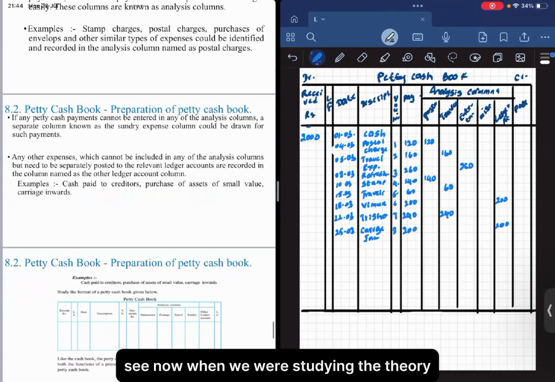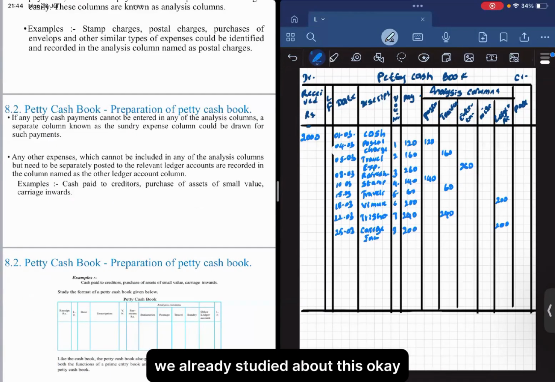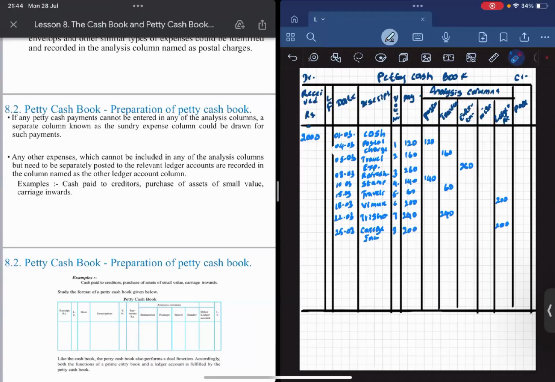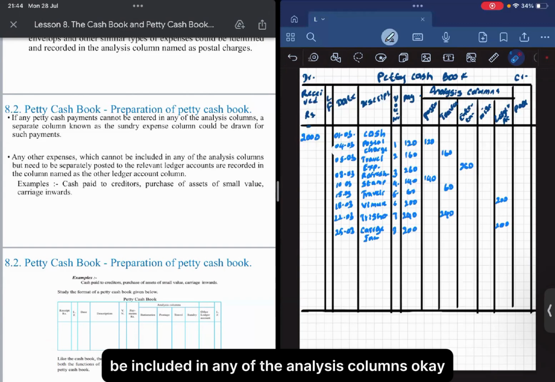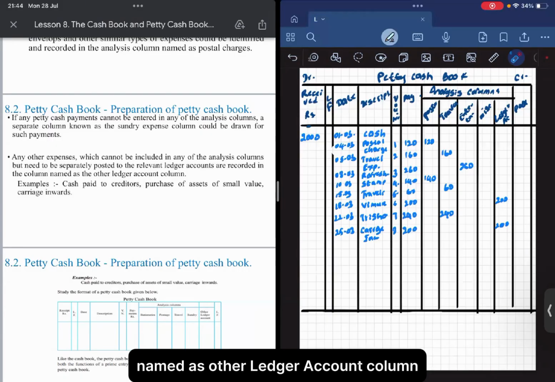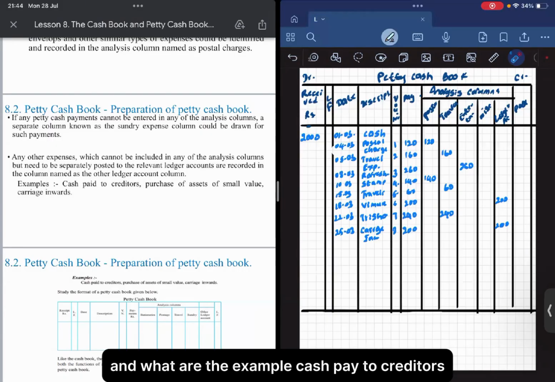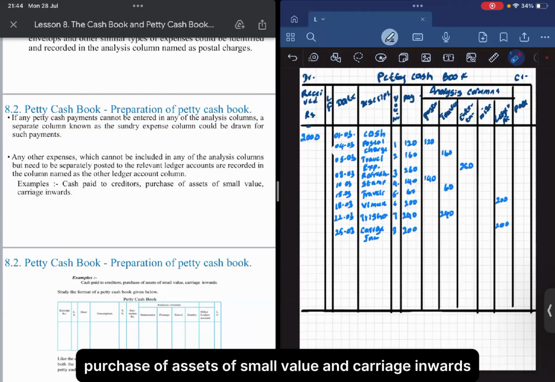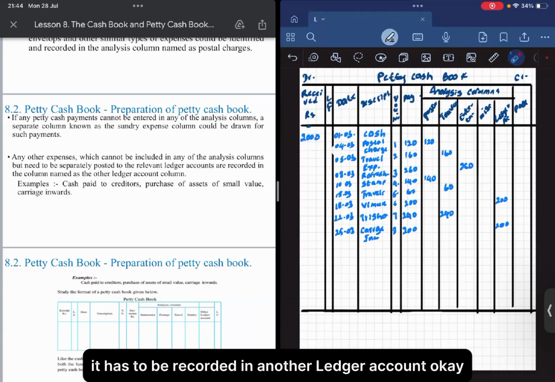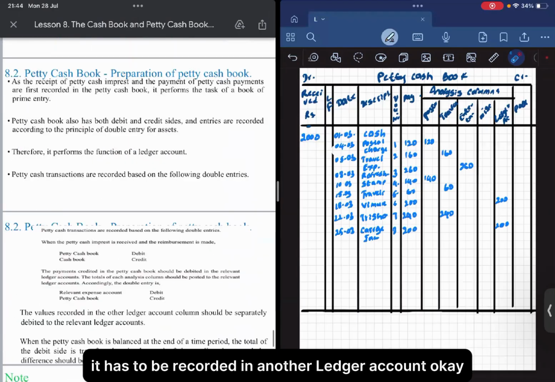See, now when we were studying the theory, we already studied about this. So any other expenses which cannot be included in any of the analysis columns, but need to be separately posted to the ledger accounts, are recorded in the column named other ledger account column. And what are the examples? Cash paid to creditors, purchase of assets of small value, and carriage inwards. So this carriage inwards has to be recorded in another ledger account.